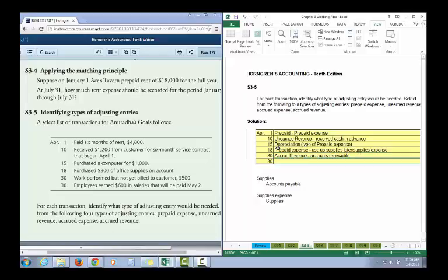And then the same thing for expenses. So let's look at the next April 30th. It said employees earned $600 in salaries that will be paid May 1st. So our employees have done the work. We've incurred the cost of having our employees work for us, but we haven't paid them yet. We're going to pay them later. So we have to accrue the expense, okay, and record a liability.